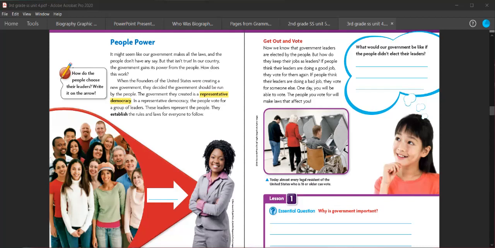All right, our quick check question for this first paragraph was, how does government gain its power? So we know from the reading that the government gains its power from the people. Let's move on to the next paragraph that we have here.